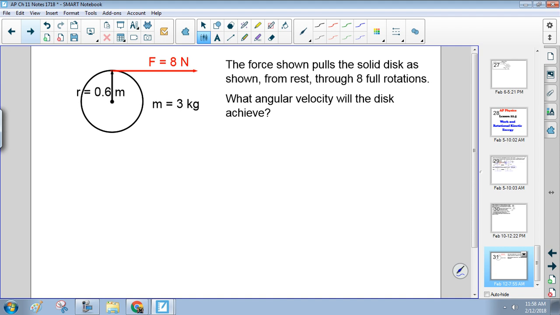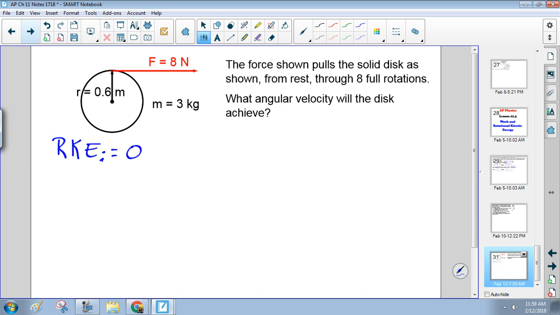All right, so what we've got here is a solid disk with a mass of 3 kilograms and a radius of 0.6 meters, all right? And what we're going to do is we're going to calculate the angular velocity that the disk will achieve, all right? So the idea is, because it's at rest, our rotational kinetic energy initially is 0, okay?